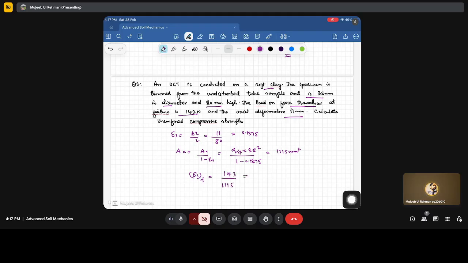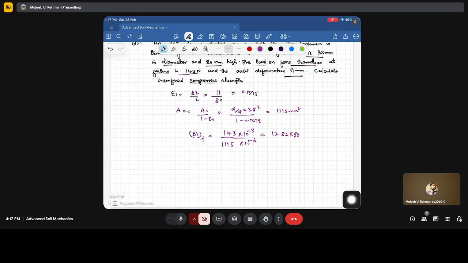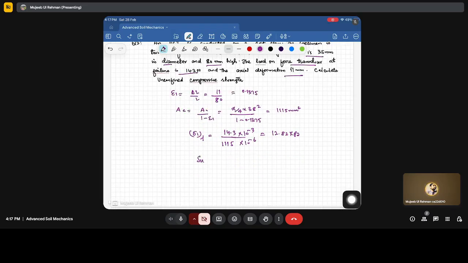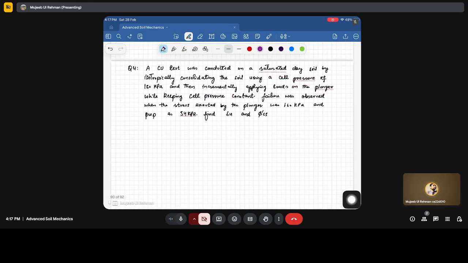And if we convert into kPa, then we have to write 10 raised to minus 3 into 10 raised to minus 6. This will be equivalent to 12.82 kPa. Fine. So SU will be equivalent to sigma 1 at failure divided by 2, which is equivalent to 6.4 kPa. Same question. Now moving on to question number 4.